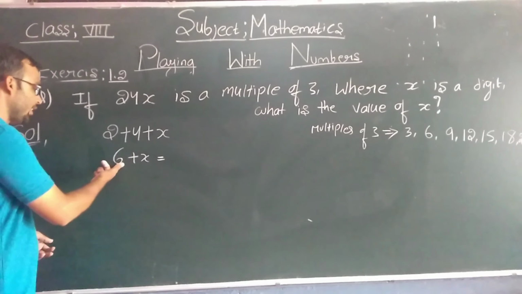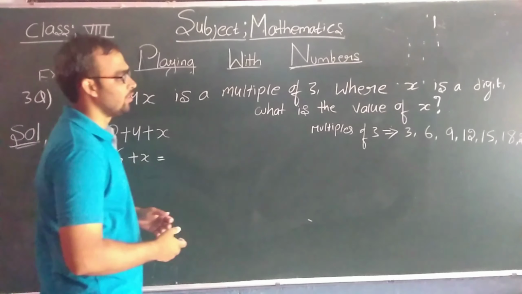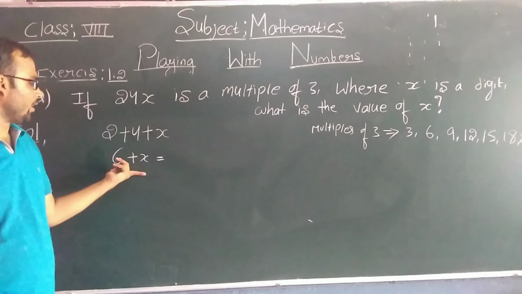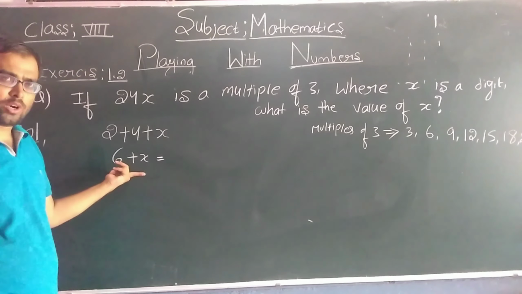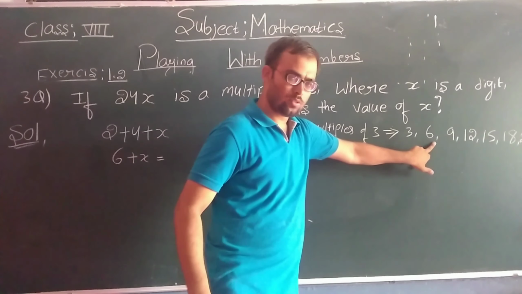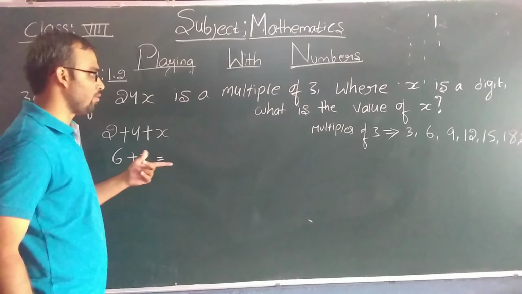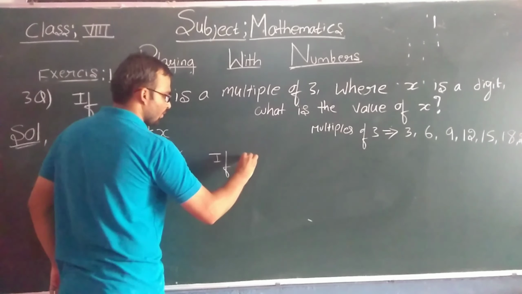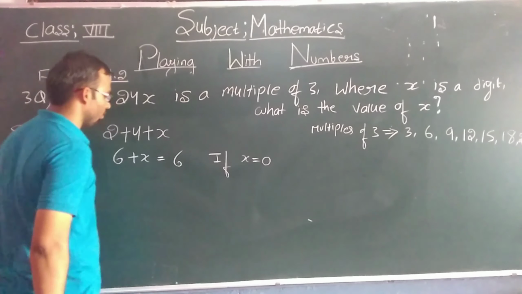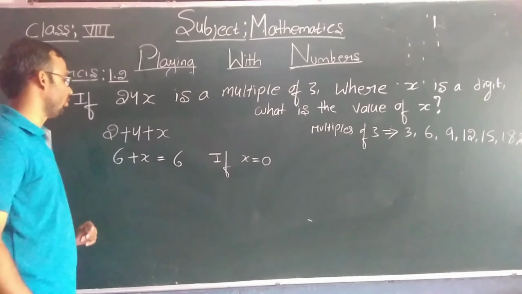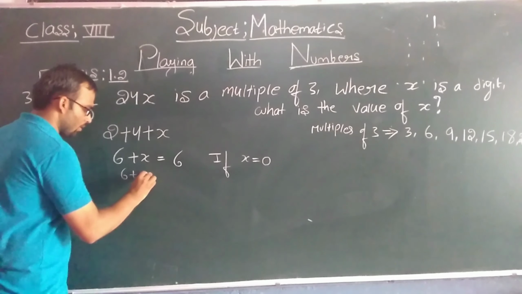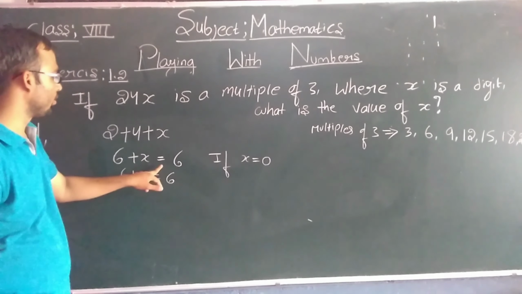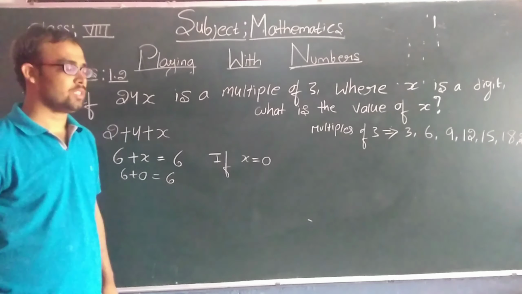Because we are having the digit greater than 6 here itself. And this 6 plus x will be equal to 6 if x is equal to 0. So here, this 6 plus x will be equal to 6 if x is equal to 0.